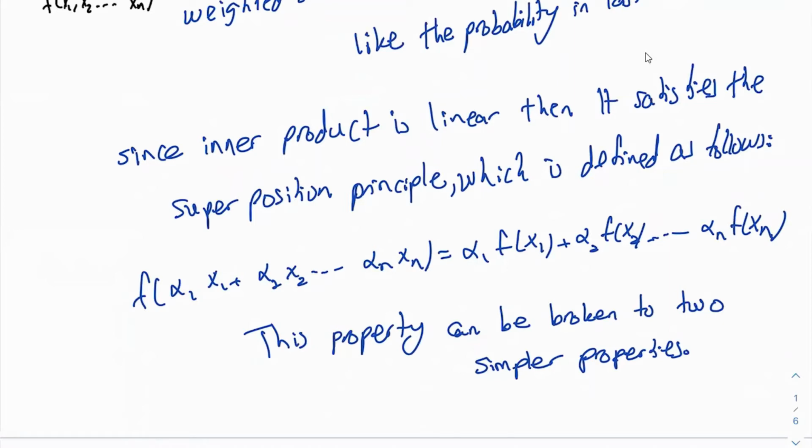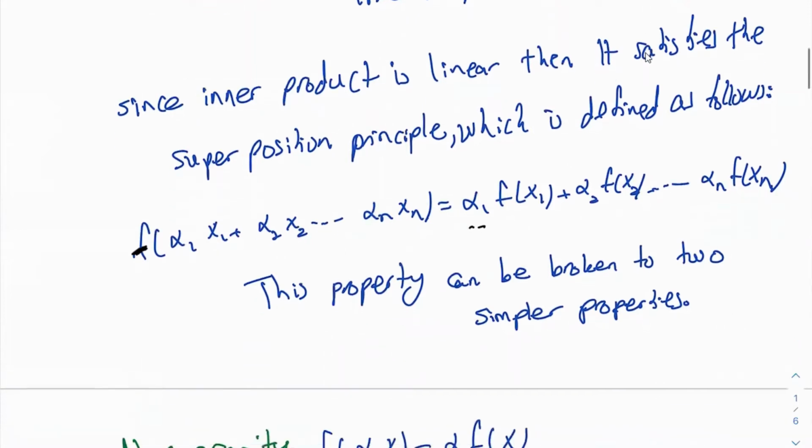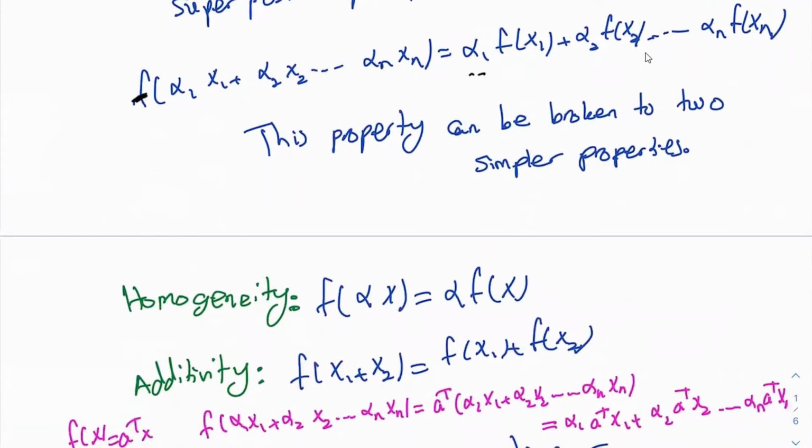This is very important. Now, what is the superposition principle? It says that f of alpha 1 x1 plus alpha 2 x2, a linear combination, and we know now what a linear combination is, f of a linear combination of the components of x is equal to alpha 1 times f of x1, plus alpha 2 times f of x2, plus alpha n times f of xn. Now, this property is usually broken down into two smaller properties. You usually see these in the literature, namely homogeneity and additivity.